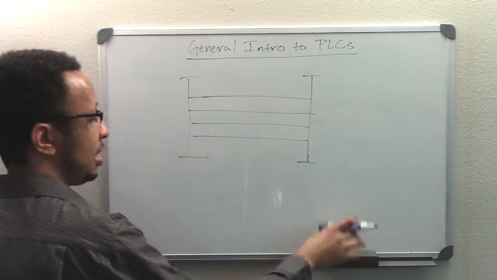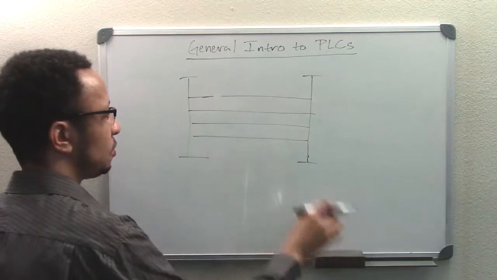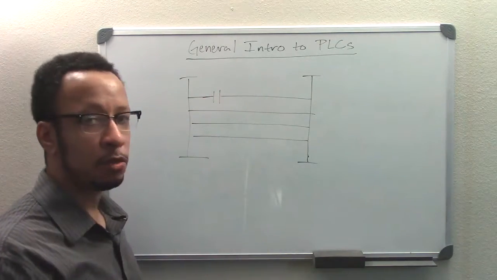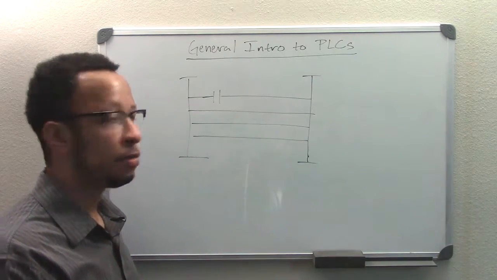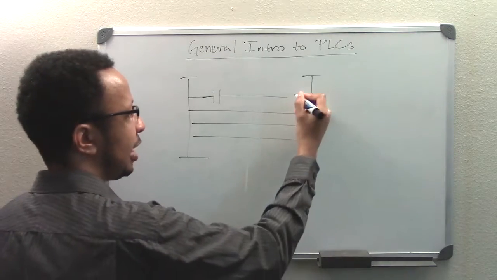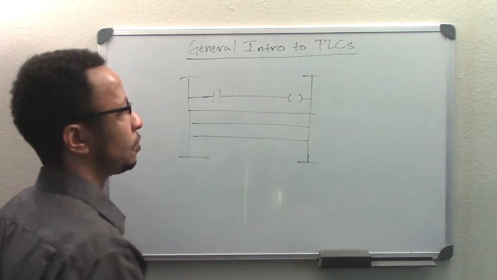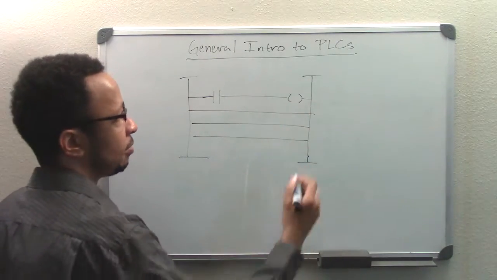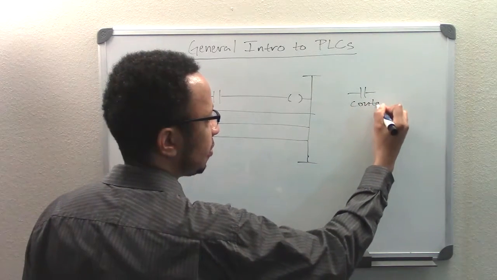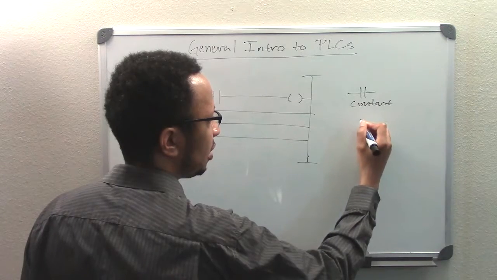So if we have here what we call a relay contact, that's like a switch either being open or closed, what we'll have on the other end is a relay coil, and that's the symbol for that. So this is a contact, and then this is a coil.